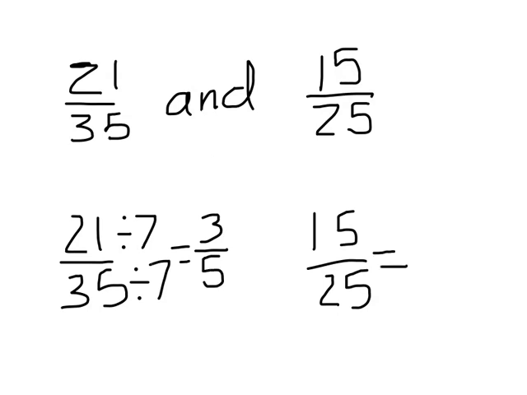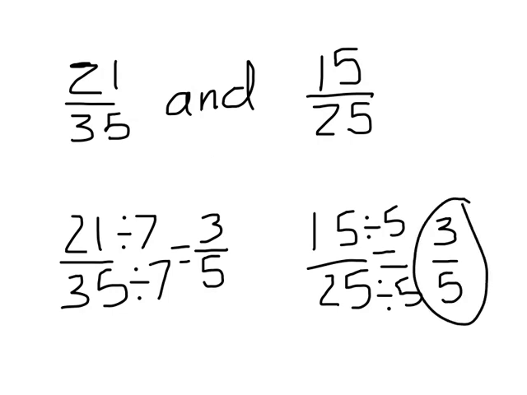What's the greatest common factor of 15 and 25? It's 5. And remember, I'm going to simplify my ratio down. What's 15 divided by 5? It's 3. What's 25 divided by 5? It's 5. These two ratios are equivalent.